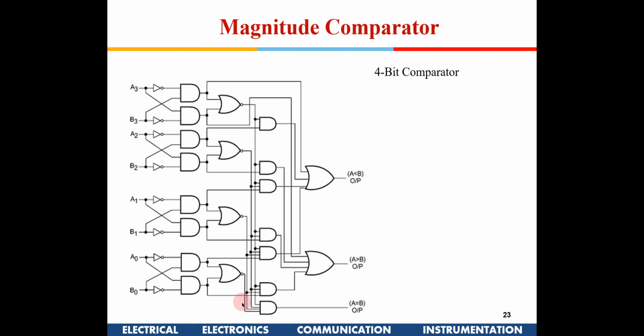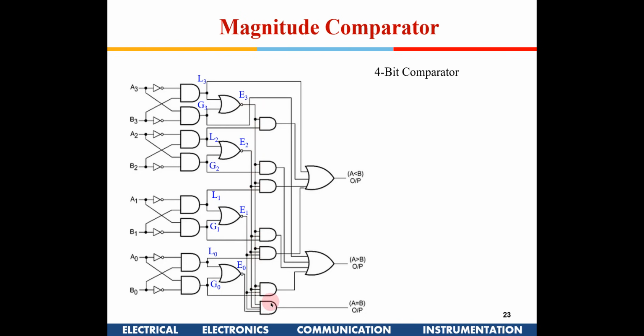Now if you see, this is the circuit for a 4-bit comparator. So what has been done here? You see the less than here, right? Now, here this is less, this is greater, and this is the equal which has been generated for each 1-bit comparator.